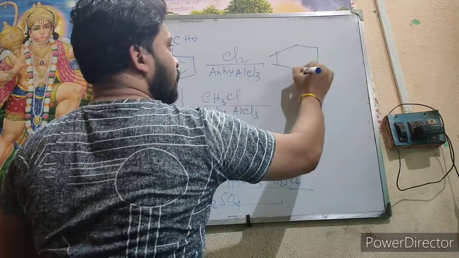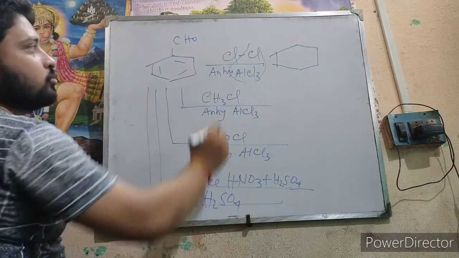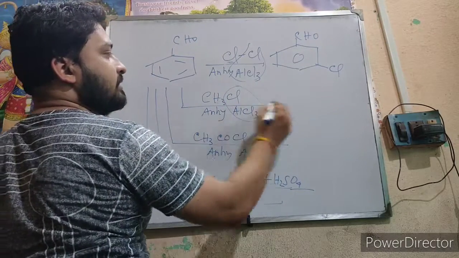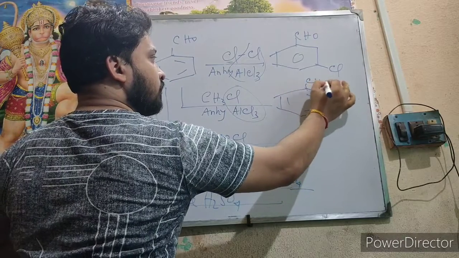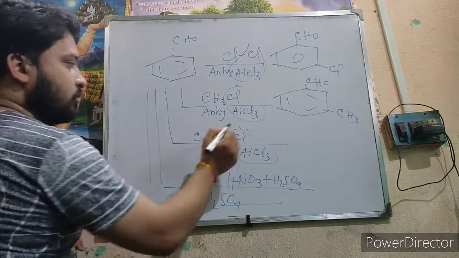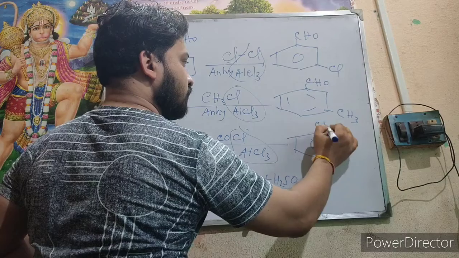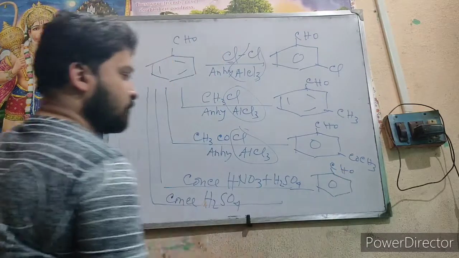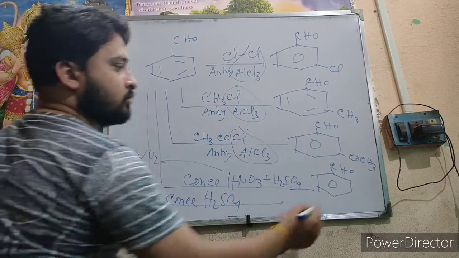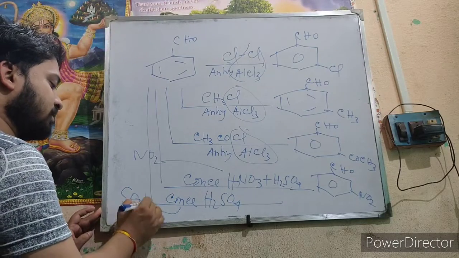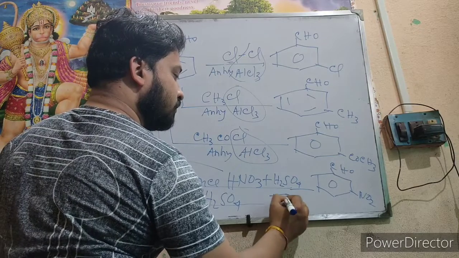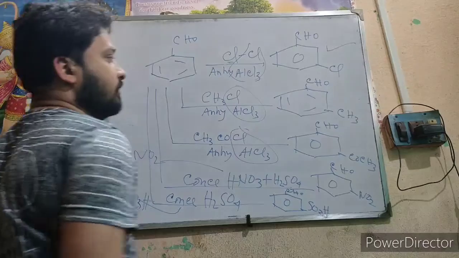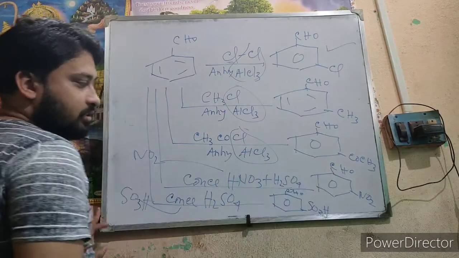For this, Cl is removed, AlCl4, so the product is CHO with Cl on the meta position, because it is meta directing. Similarly, this is CH3+, so this is also meta position, COCH3. Then nitration, HNO3 and H2SO4 gives you NO2, so NO2 on the meta position. And concentrated H2SO4 gives you SO3H, so SO3H on the meta position. This is halogenation, Friedel-Crafts alkylation, Friedel-Crafts acylation, nitration and sulfonation.